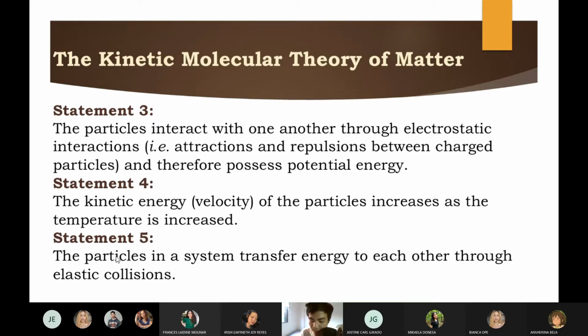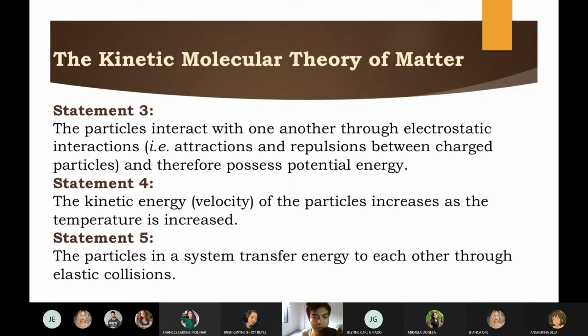Okay? And also, when you increase the temperature, the kinetic energy increases. Okay. So, imagine nyo to as, kunwari, kayo. O, kapag kayo naiinitan, paypay kayo ng paypay. So, imagine nyo kayo yung matter. As the temperature increases, your kinetic energy increases as well. So, yun.